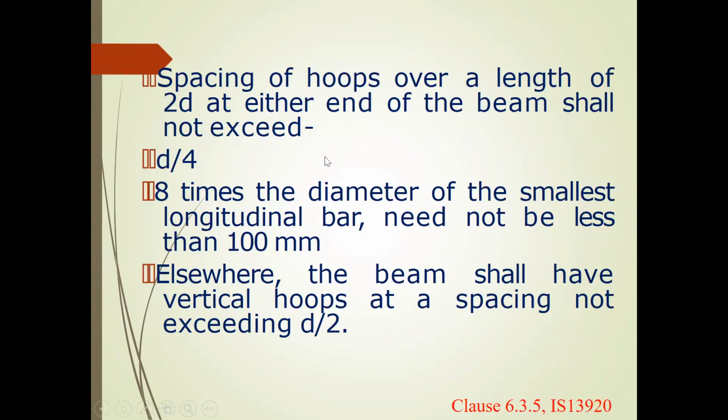Spacing of the hoops over a length of 2d at either end of the beam shall not exceed d by 4, 8 times the diameter of the smaller longitudinal bar, and need not be less than 100 mm. Elsewhere, the beam shall have vertical hoops at a spacing not exceeding d by 2. Refer clause 6.3.5 of IS 13920.